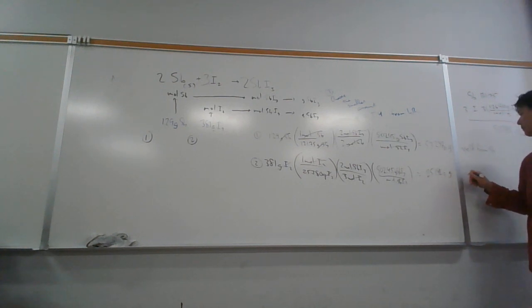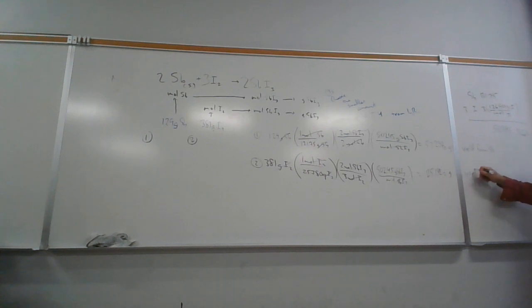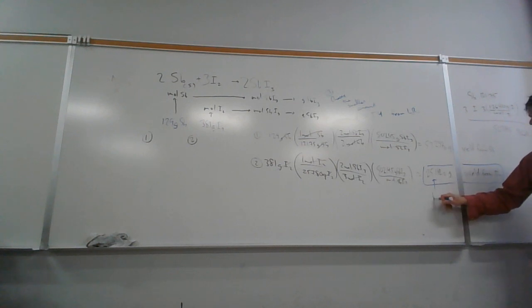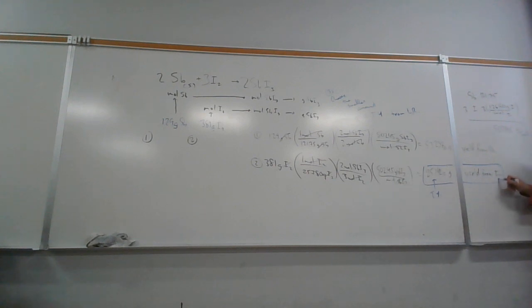251.422 grams. This is our yield from the iodine alone. And so we choose a smaller amount, which would be this. This is going to be our theoretical yield of SB. And iodine will be our limiting reagent.